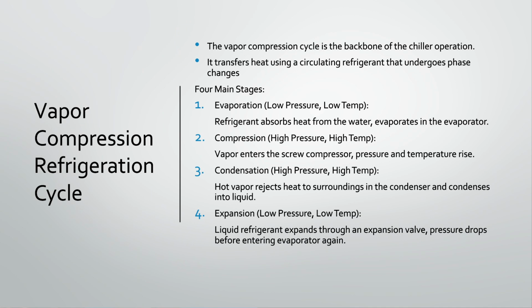The vapor compression cycle is the core of chiller operation. Refrigerant circulates and changes phases to move heat. There are 4 main stages. The first being evaporation. The refrigerant absorbs heat and evaporates.